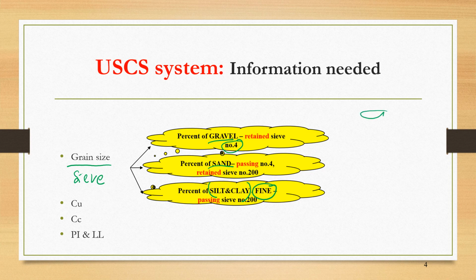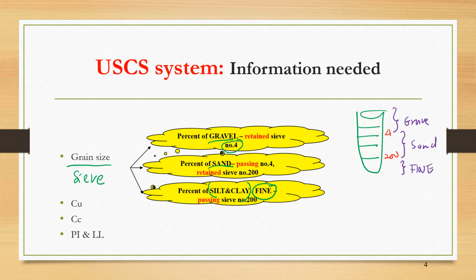So imagine this again, this is your sieve. Let's say number 200 is here, and maybe here is number 4. Anything retained here, retained on sieve number 4, this would be gravel. Anything that passes sieve number 4 but is retained on sieve number 200, this is sand. And anything passing sieve number 200, we have fine.